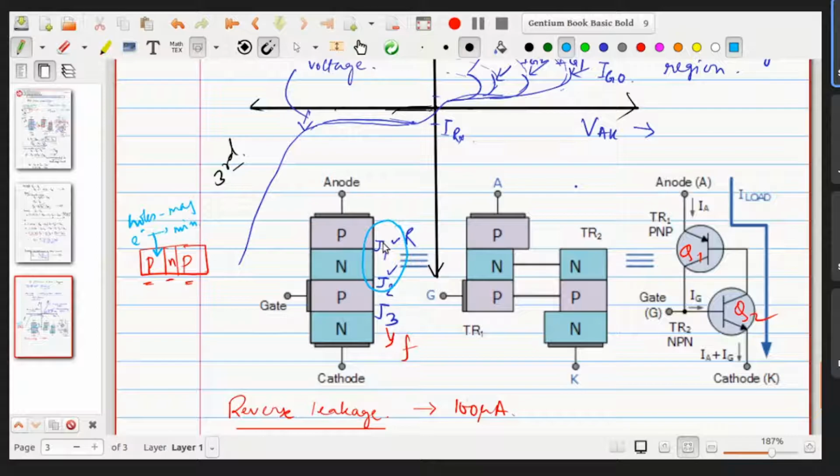Before the reverse breakdown, it will be termed the reverse blocking region. So up to that point is the reverse characteristic curve that we are going to get. Ultimately there will be a point where the reverse breakdown has set in, and that entire zone below that will be referred to as the reverse blocking region.